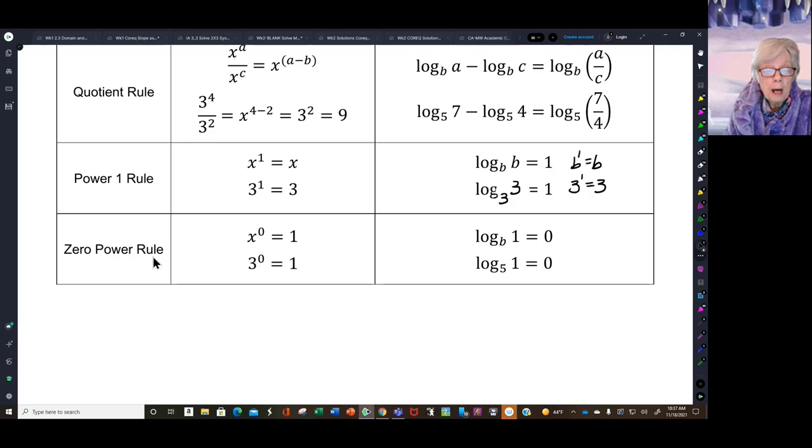Now here's the zero power rule. You know that any number other than zero raised to the zero power equals 1. Well, it just so happens that when the argument is 1 in a logarithm, the base can be anything you want it to be.